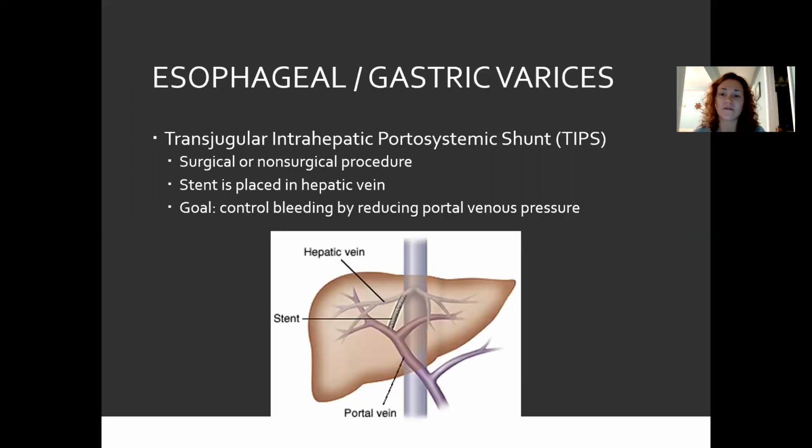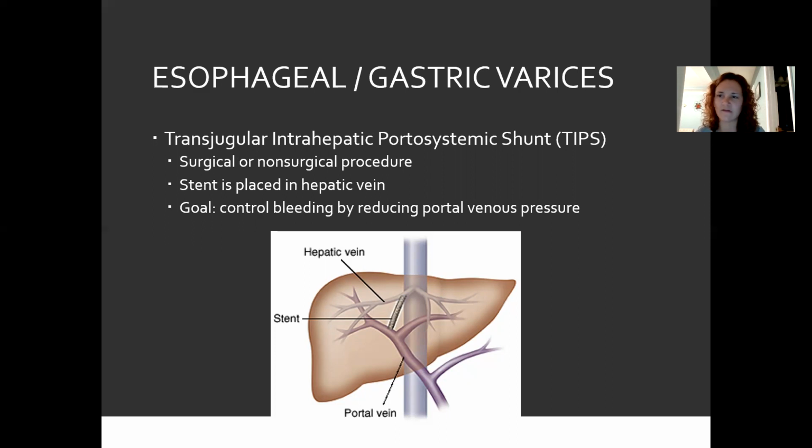Another thing we can do is something called a TIPS procedure. You may have heard about this in certain medical shows. It stands for transjugular intrahepatic portosystemic shunt, so obviously this is why we call it TIPS for short. It's a mouthful. It is a surgical or non-surgical procedure depending on how severe or unstable the patient is.